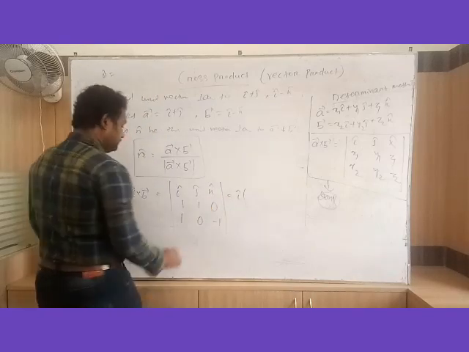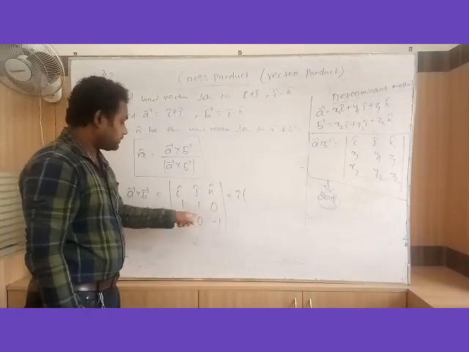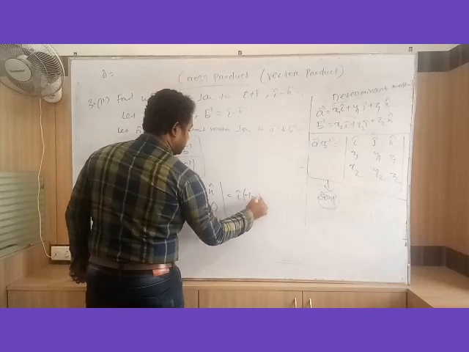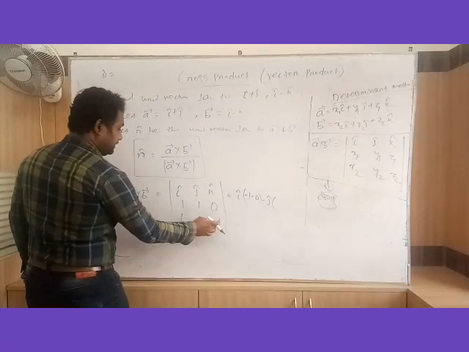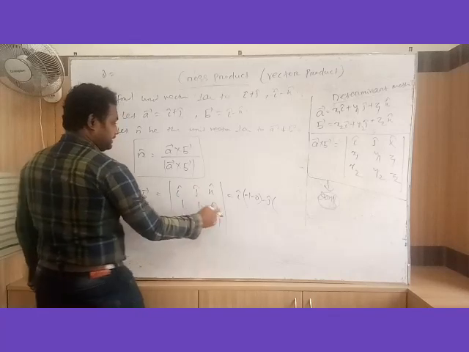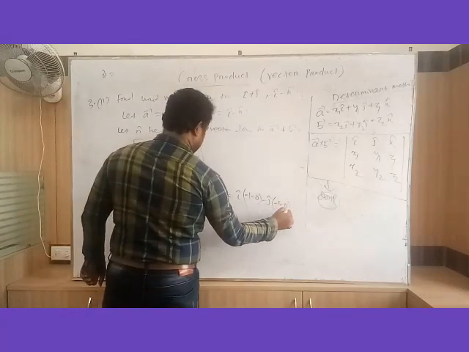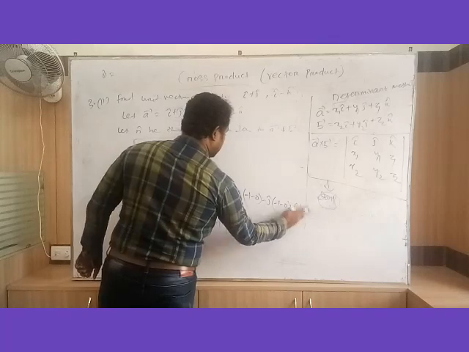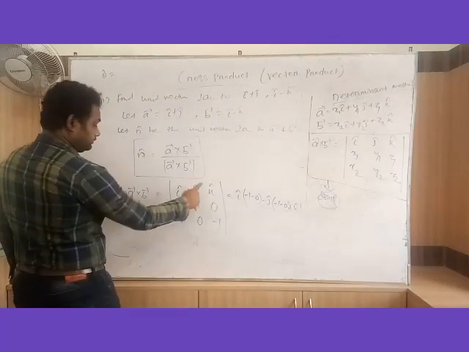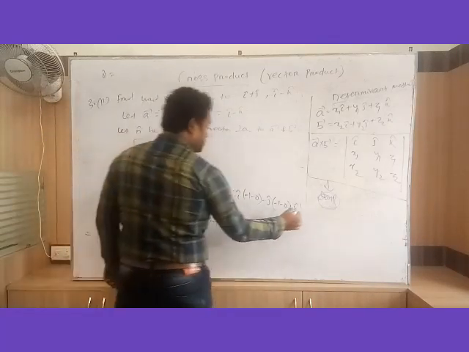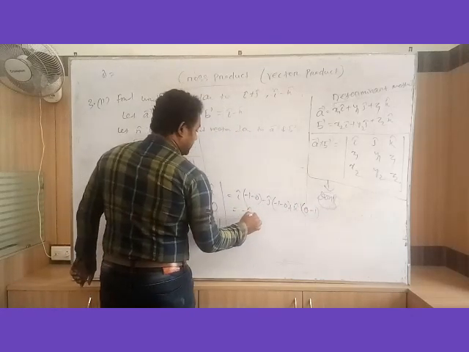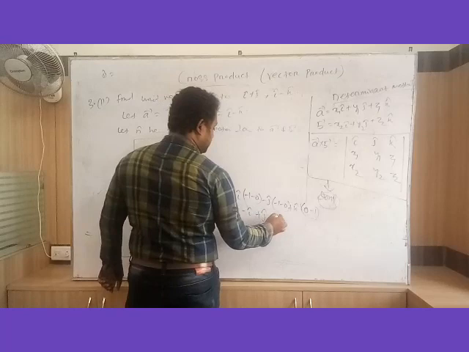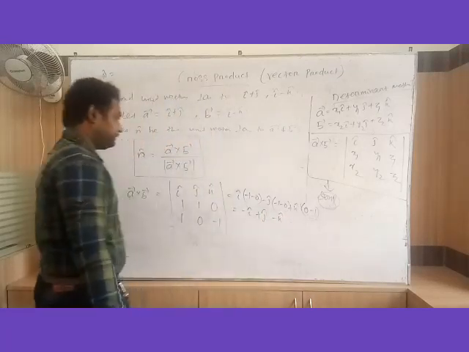I cap whole into minus 1 minus 0, minus j cap whole into minus 1, minus 0 plus k cap whole into 0 minus 1. So this becomes minus I cap plus j cap minus k cap.